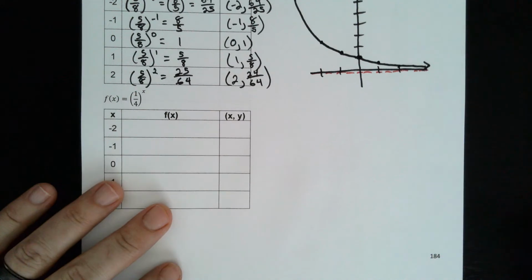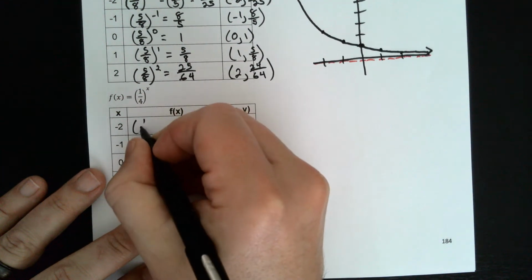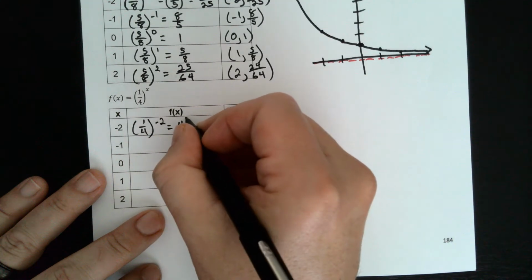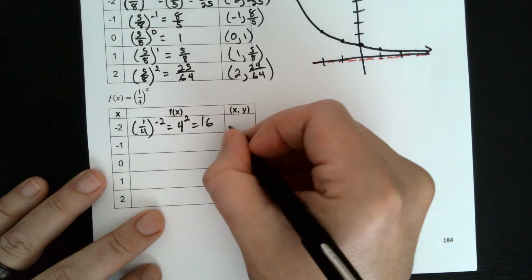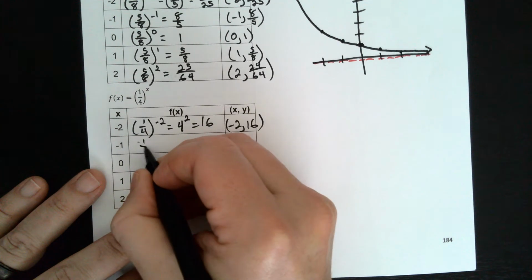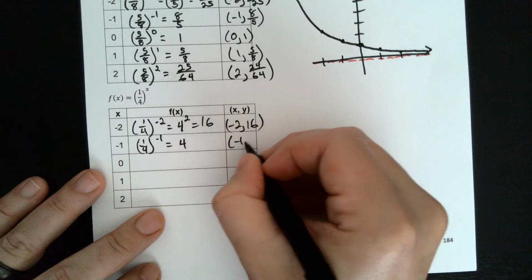Okay, let's look at the next one. This one, we've got 1/4 to the x. So let's plug in our numbers. So 1 over 4 to the -2 becomes 4 to the +2 because it flips, becomes 4 over 1 or just 4, which is 16. So -2 comma 16. On -1, it's 1/4 to the -1 means I flip it, it becomes a 4. So -1 comma 4.